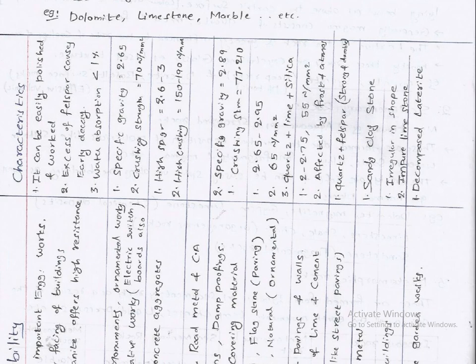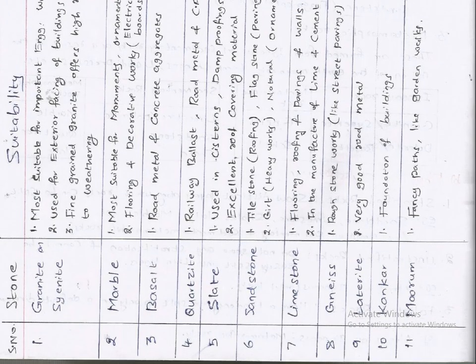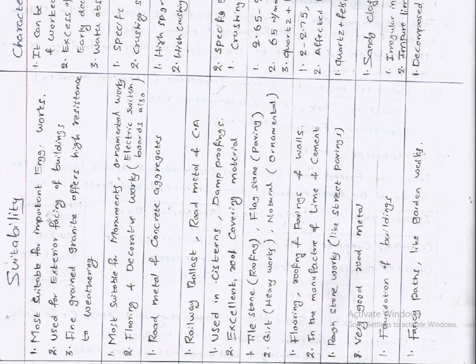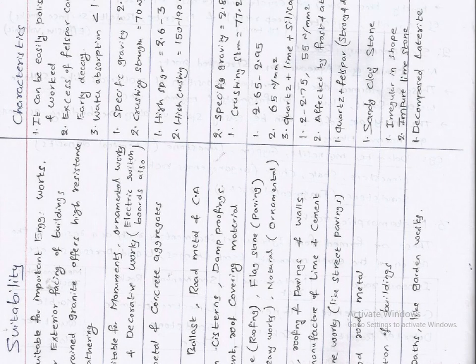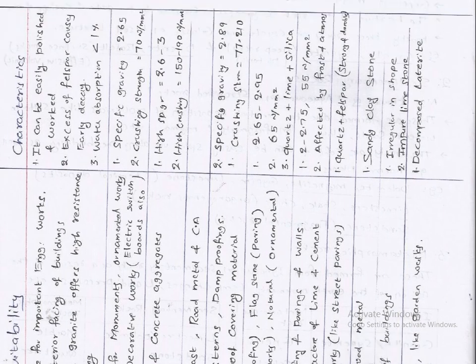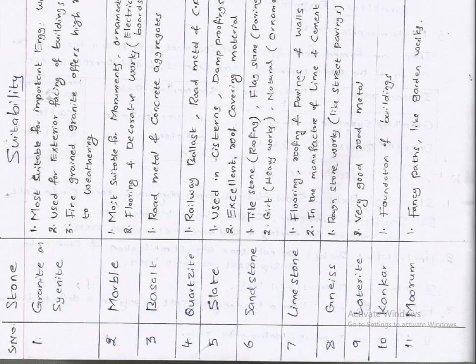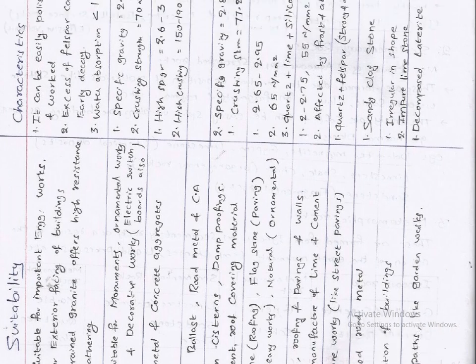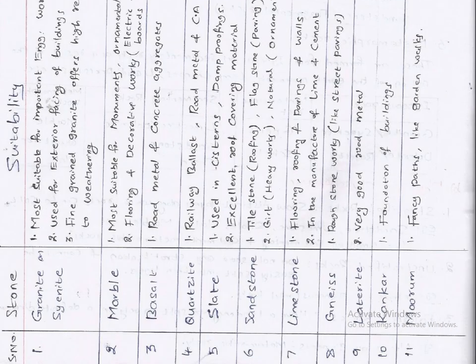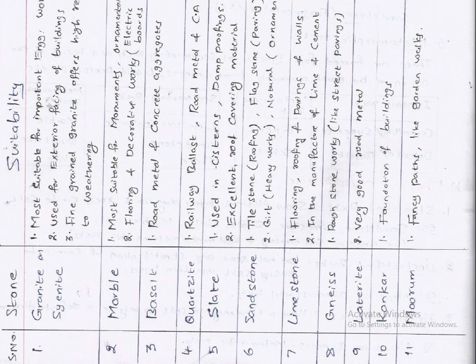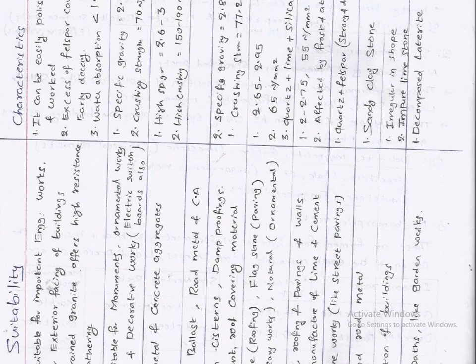Now comes gneiss. It has a rough surface and is used for rough stone work like street paving. Its characteristics are quartz and feldspar, strong and durable. Laterite is a very good road metal. Laterite is a sandy clay stone.